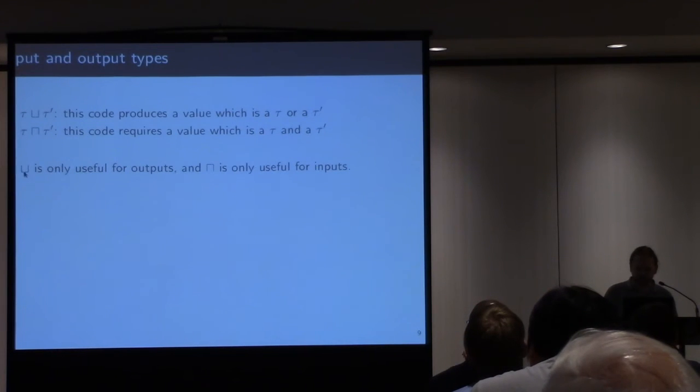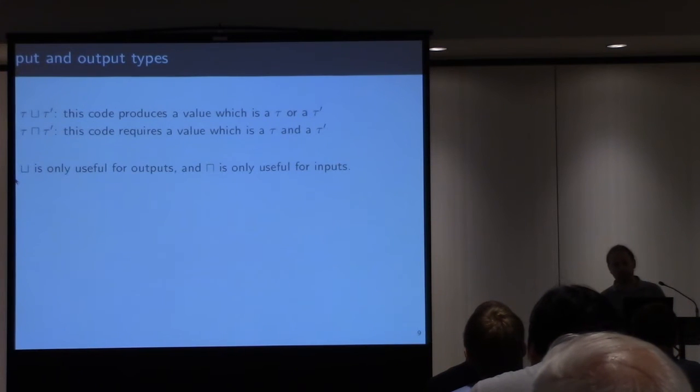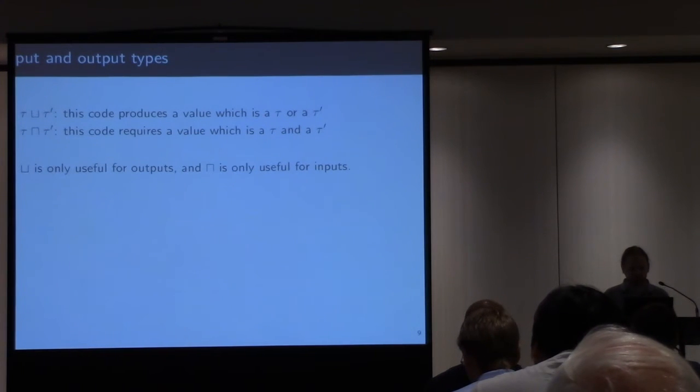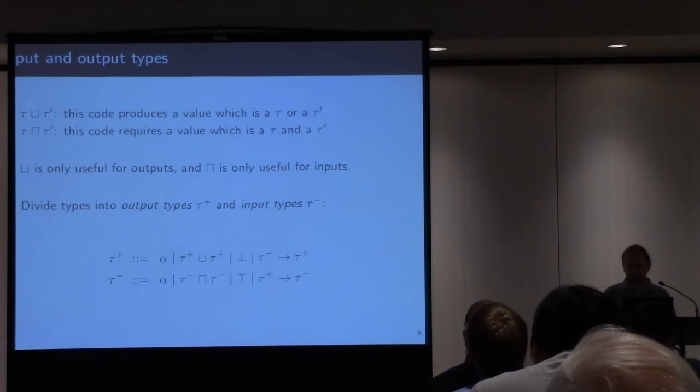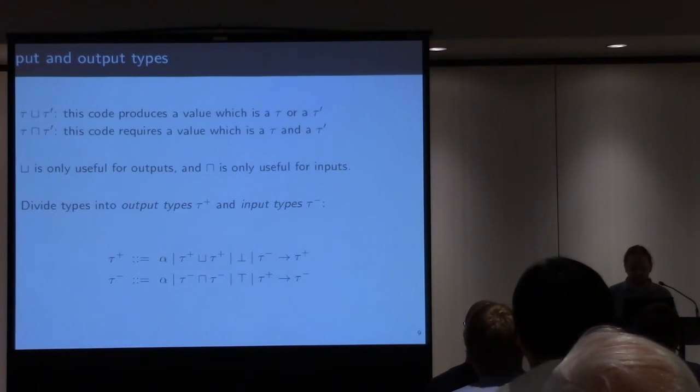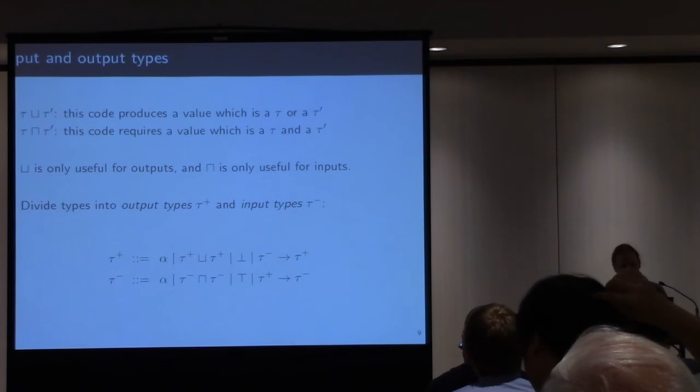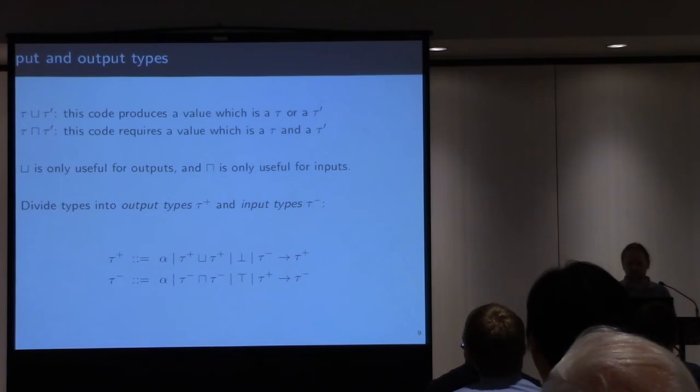But the join operator only appears positively, describing outputs. And the dual, the meet operator, only appears negatively, describing inputs. So we apply a syntax restriction where we divide types into output types and input types, where only the output types can have the union or join operator, and only the input types can have the meet. And then we only use these to type check programs.